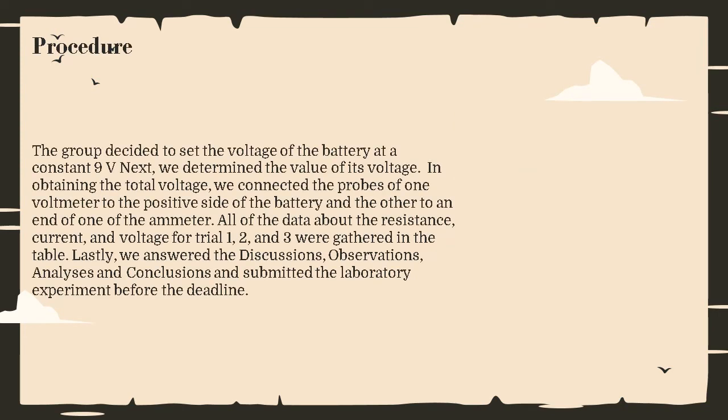The group decided to set the voltage of the battery at a constant of 9 volts. Next, we determined the value of its voltage. In obtaining the total voltage, we connected the probes of 1 voltmeter to the positive side of the battery, and the other to the end of one of the ammeters. All of the data about the resistance, current, and voltage for trials 1 to 3 were gathered in the table. Lastly, we answered the discussions, observations, analysis, and conclusions, and submitted the laboratory experiment before the deadline.